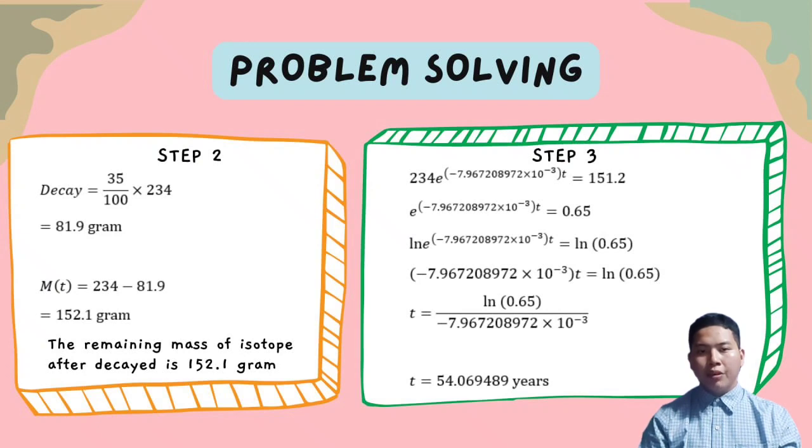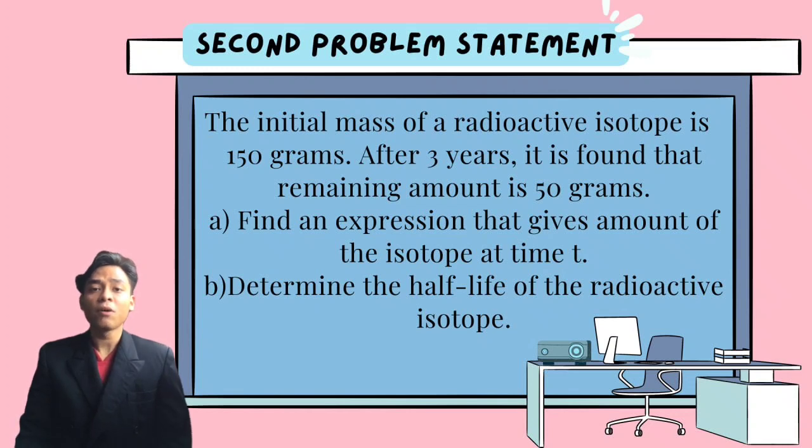The last step is to find t, which is the time it took for the 35% to decay. By using the expression we found in step 1 and the M(t) in step 2, we will be able to find t using the same properties that we used to find k. Lastly, we will get the final answer, 54.069489 years.